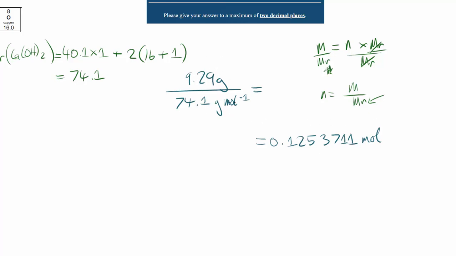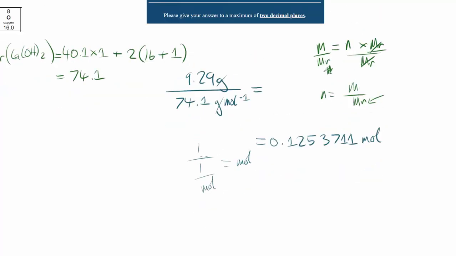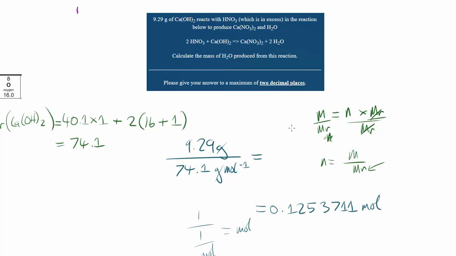So obviously, if you divide something in grams by grams per mole, the grams cancel out, and the reciprocal, to the power of -1, is like saying 1 over mole. Obviously, that is equal to just mole. So it's just moles. So anyway, we now have the moles of the Ca(OH)2.